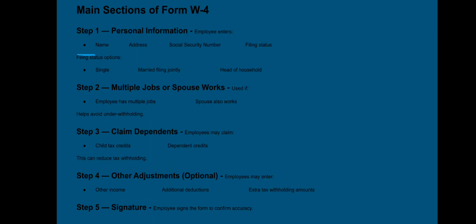Now, discussing the main sections of form W-4. Step 1, personal information: name, address, social security number, filing status. The filing status options are single, married filing jointly, head of household.